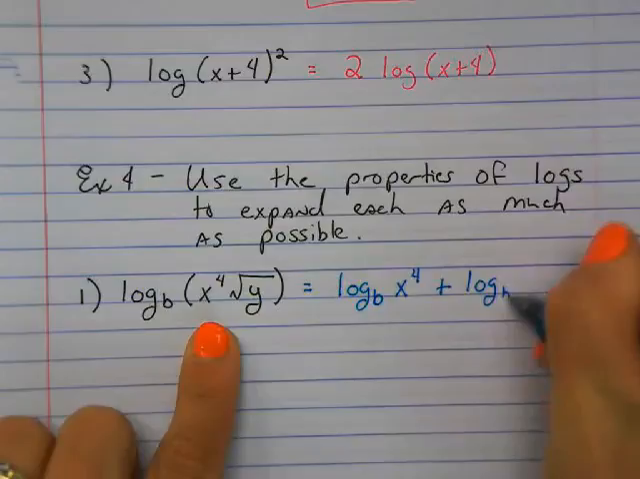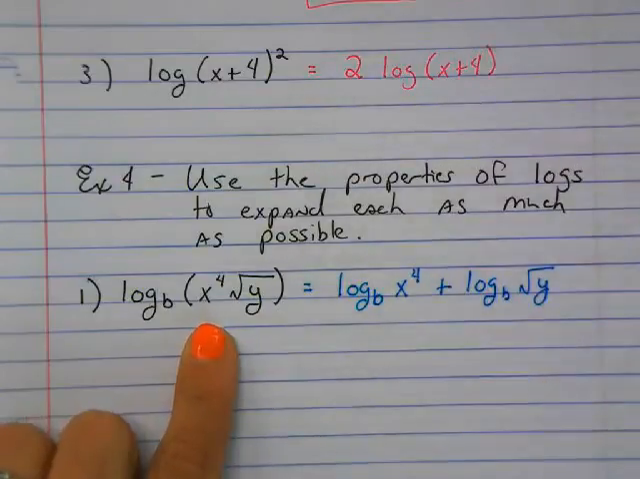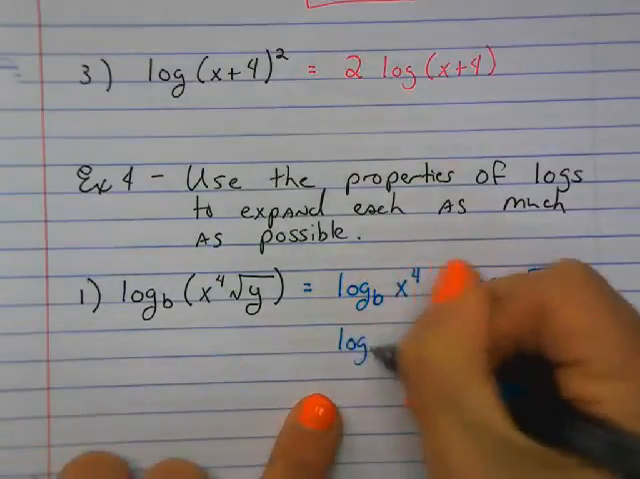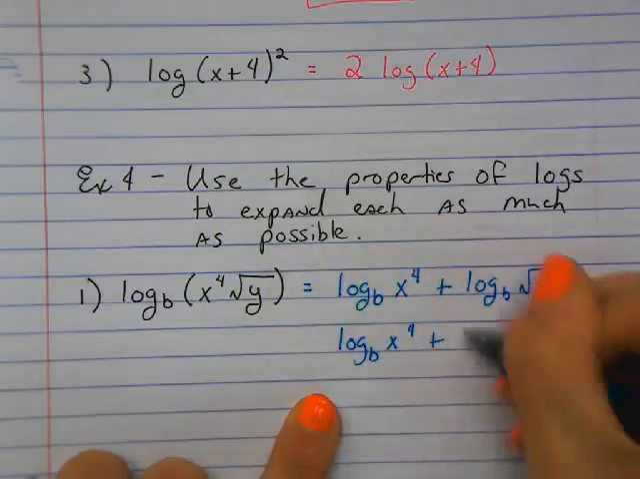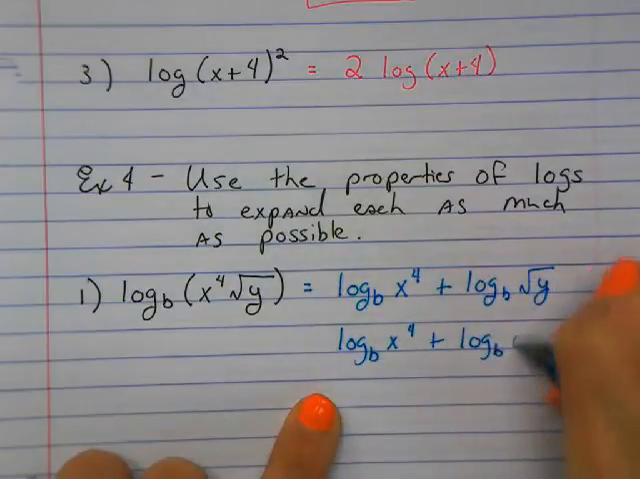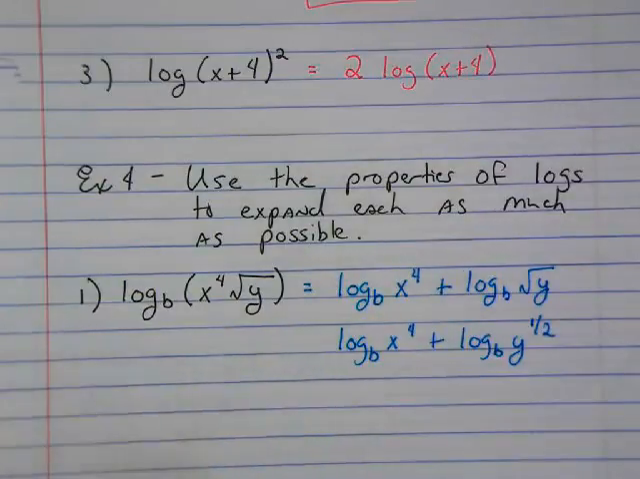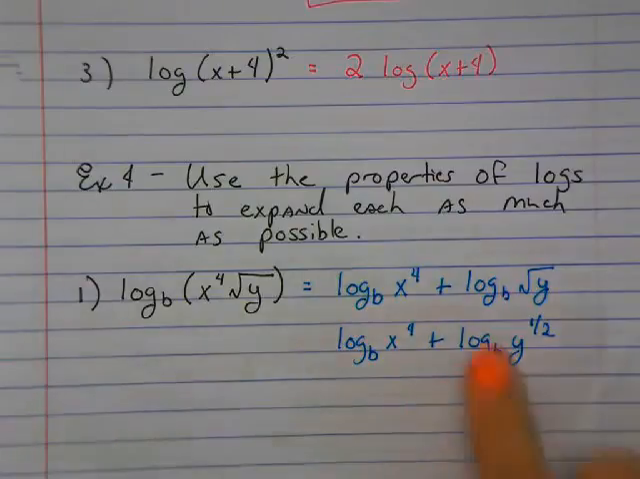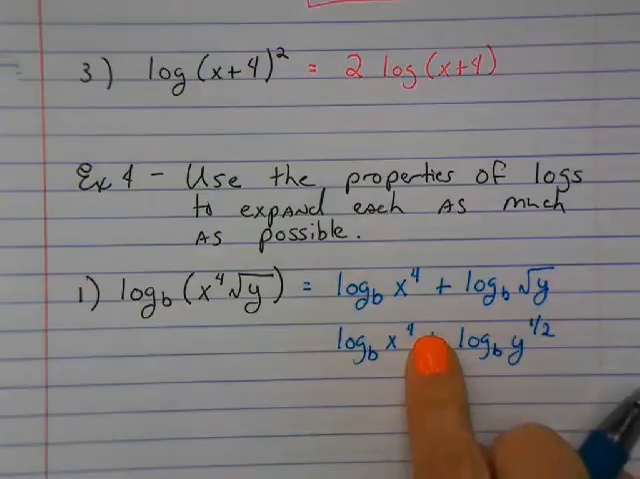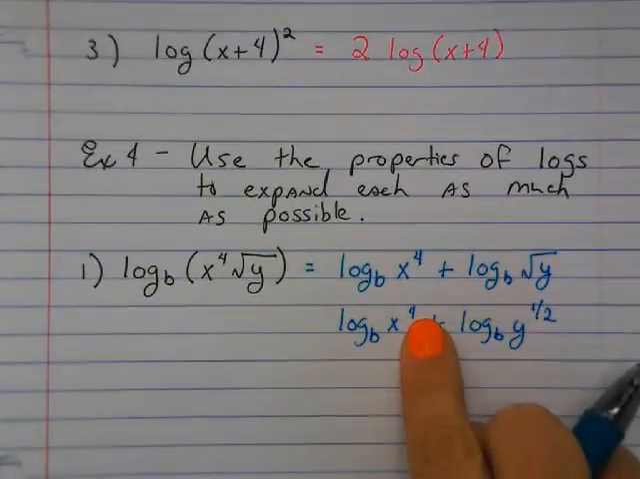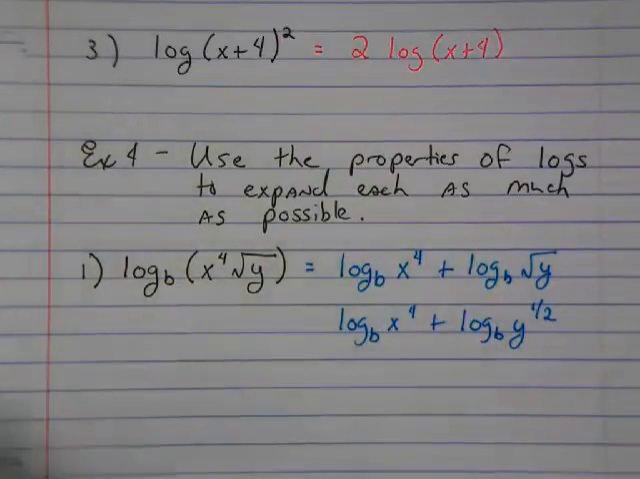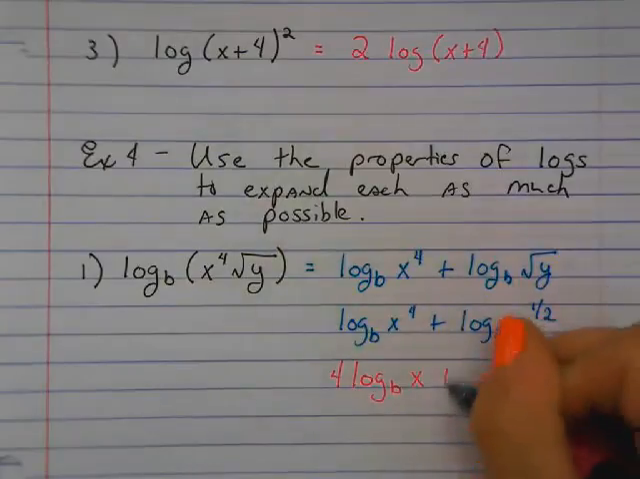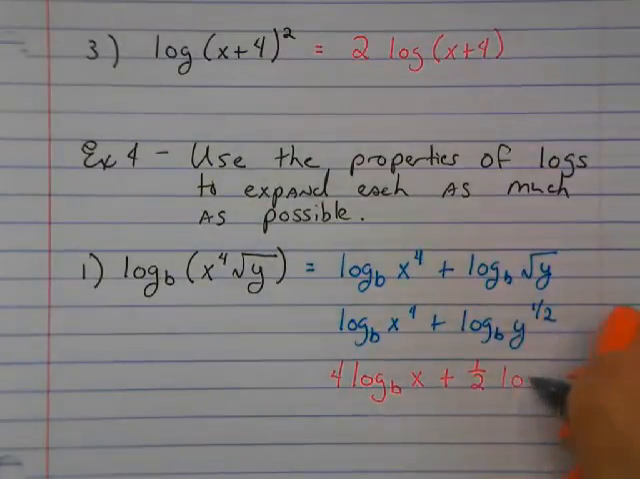Now I'm even going to do something a little bit further to help myself. I know that taking the square root of something is the same as raising it to the 1/2 power. So I'm going to remind myself that that's what I've done. Lastly, I now have to get rid of the power. So what do I do to write this in expanded form? I'm going to bring that power out in front. So I have 4 log base b of x plus 1/2 log base b of y. And that's as good as I can get.